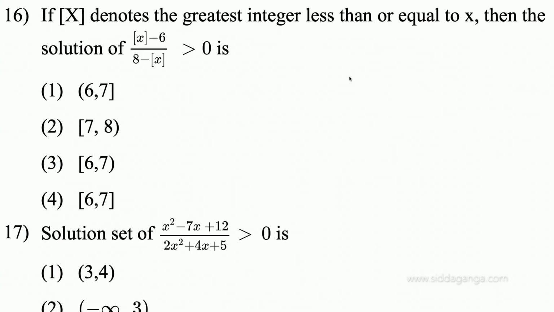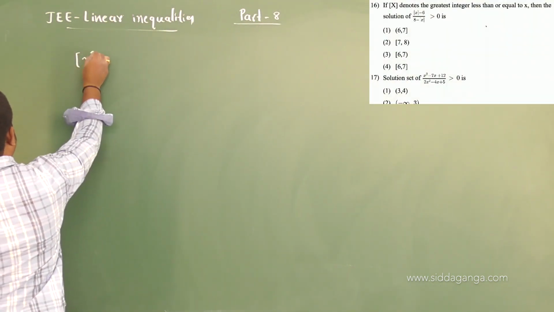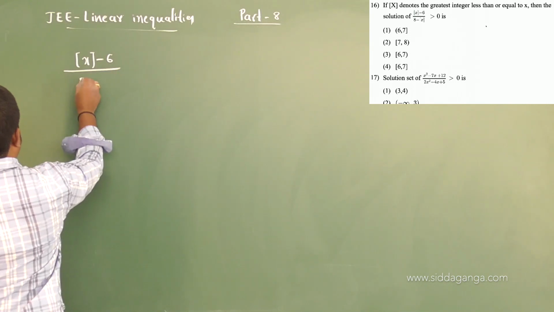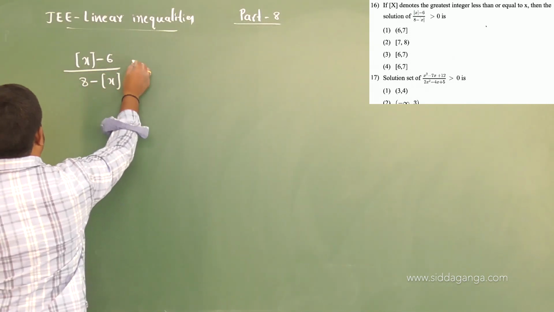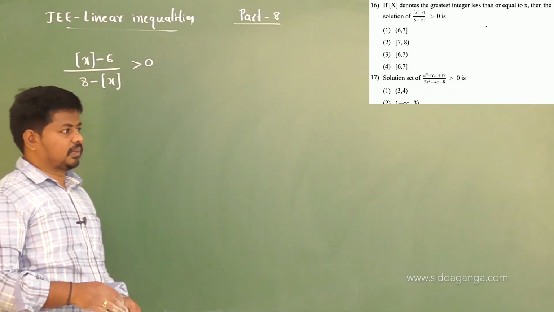Okay, let me move to question number 16. Students, I think you are all familiar with the greatest integer function studied in the chapter relations and functions, right? The integral part of x denotes the greatest integer less than or equal to x. Then the solution of integral part of x minus 6 divided by 8 minus integral part of x greater than 0 is. This should be greater than 0. It is positive for what values of x among the four options.